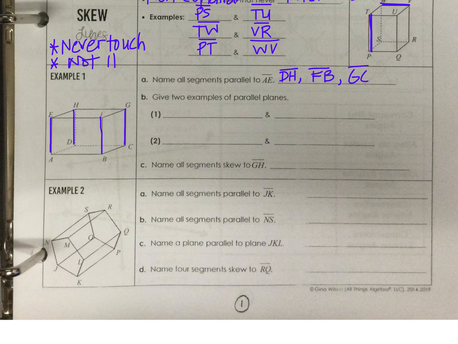All right, 2 examples of parallel planes. So I want to use plane ABF. So it's this front piece right here. So what plane is parallel to ABF? Well, it's this backside plane. Those guys are parallel planes. So I just picked 3 of those letters, H, G, C.